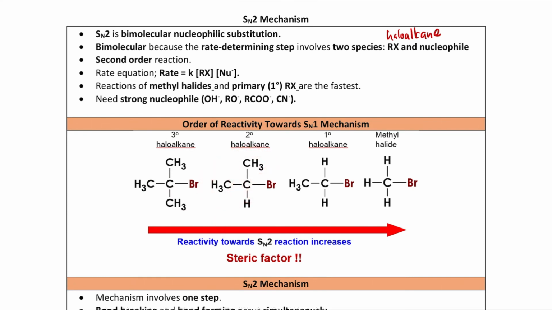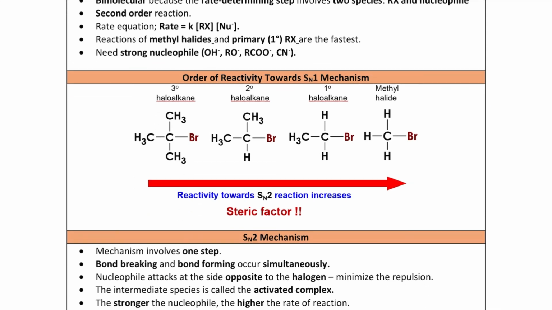Ada juga space to attack the carbon yang dekat tengah. Kalau primary lagi senang. Okay, banyak empty space yang kamu boleh lalu untuk attack this carbon yang dekat tengah. Kalau methyl halide lagilah, halangan dia very little. So can attack this carbon yang dekat tengah tu. Maksudnya lagi kurang alkyl group, lagi kurang bulky alkyl group, so lagi reaktif lah.